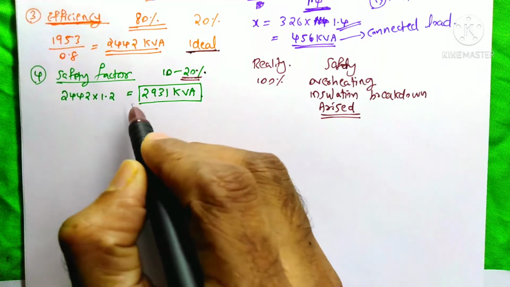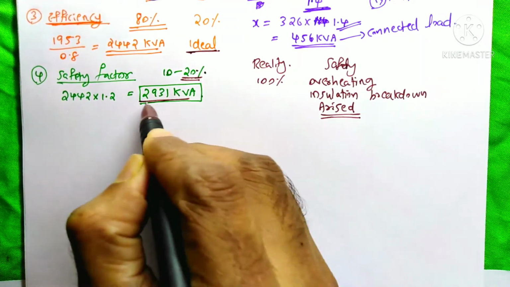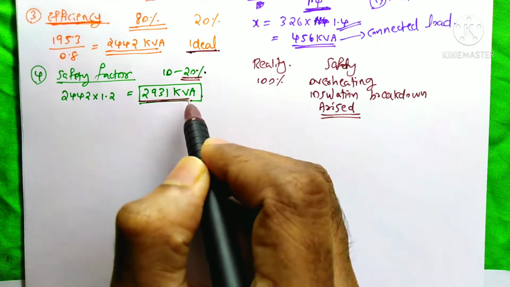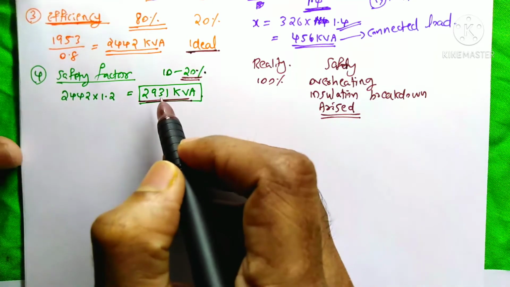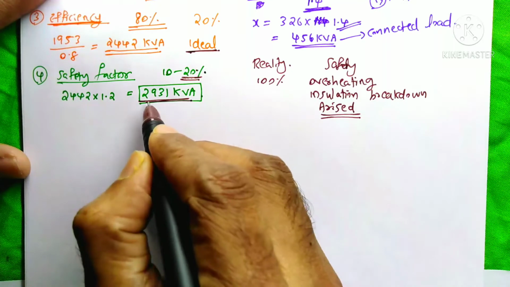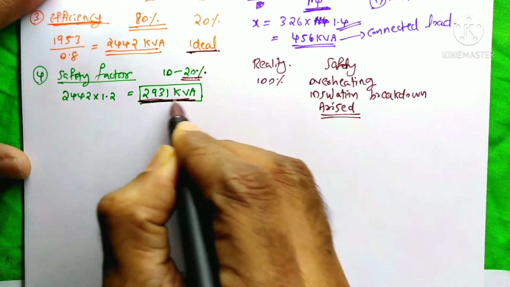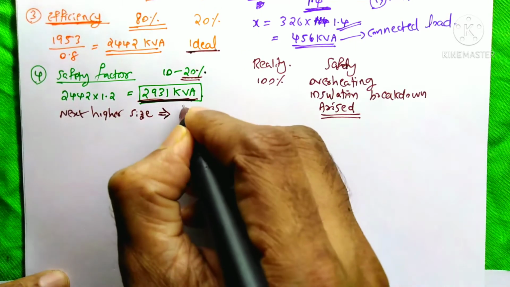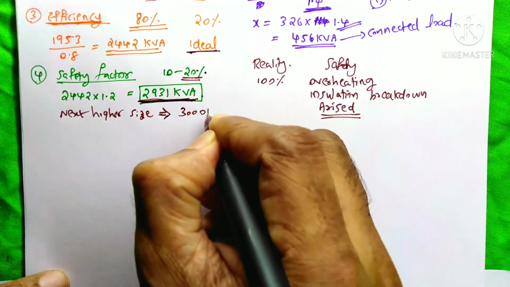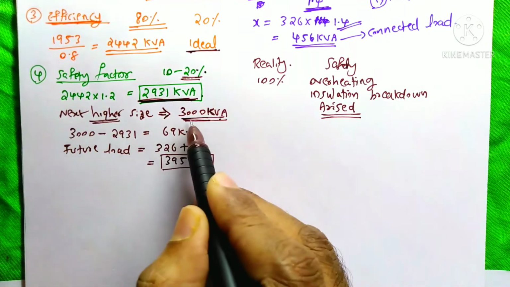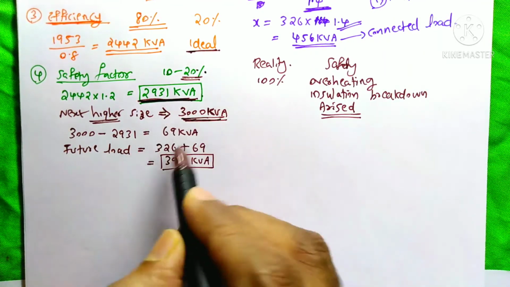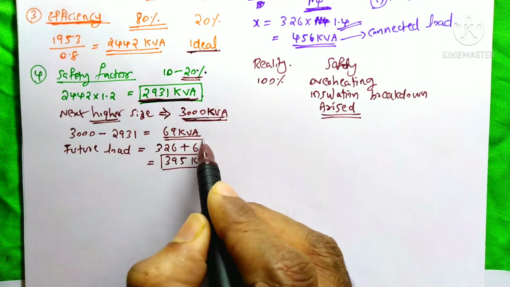We are going to select a transformer for this size. Actually we need this 2931 kVA only, but when we are going to select a transformer, we will not get exactly this size, so we need to take the next higher size. Here I will select a 3000 kVA transformer. When we subtract this value from the transformer size, we will get an extra 69 kVA.